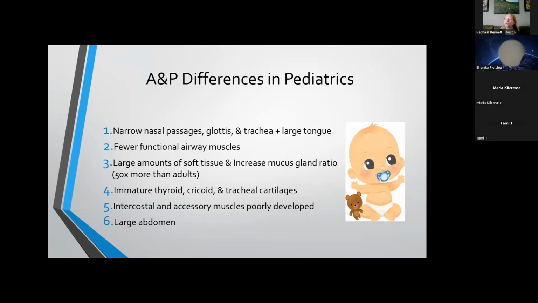All right, so looking at our anatomical differences, firstly, just based on size, our pediatric population is going to have more narrowed nasal passages. This allows things to get stuck in there. So if we've got bacteria or some type of pathogen that's growing, or we just have that blockage from mucus, it's going to have the capability of increasing the potential for sitting in there and then potentially causing infection, okay?